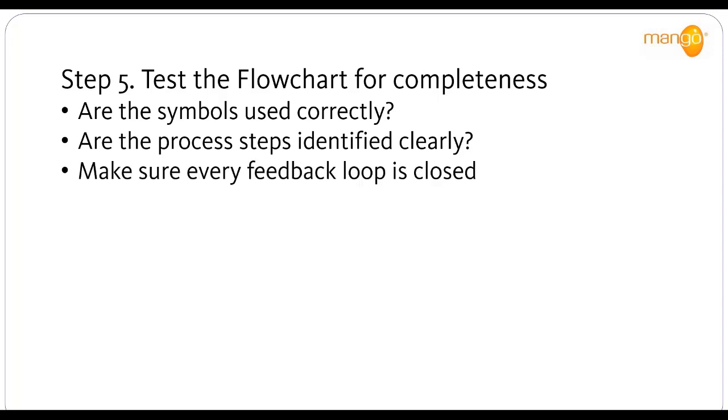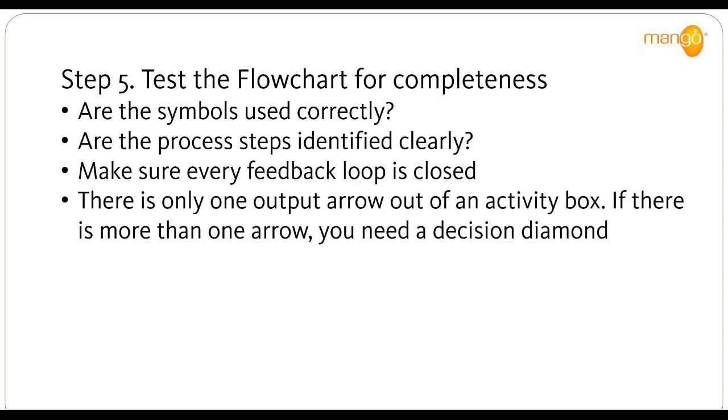If there are any feedback loops, so when you come to a decision and it goes off somewhere, does it feed back into the line? Does it stop there? You make sure, or does it feed forward? You need to have a look at all the feedback loops. Do they all get closed off? There's that rule again, only one output arrow per activity box.